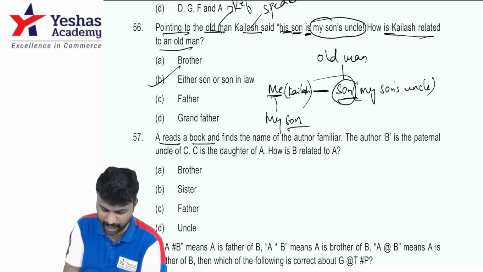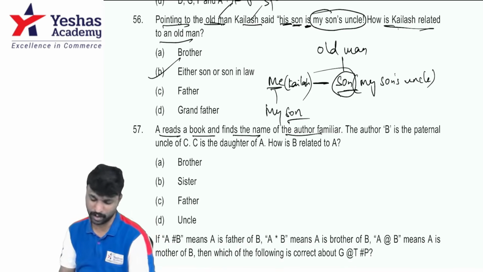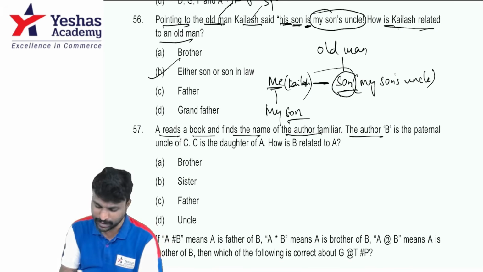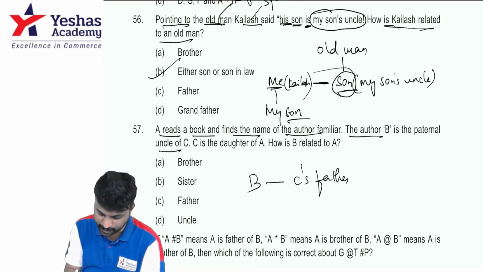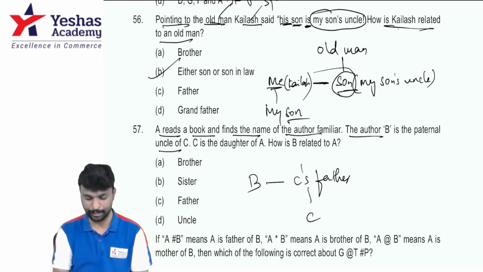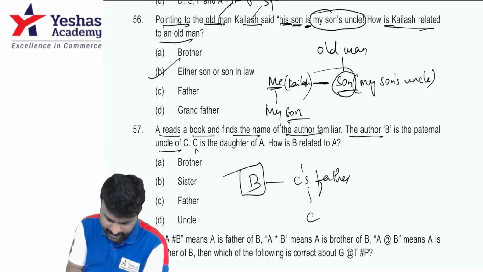A reads a book and finds the name of the author familiar. It's one of the ICAI exercise questions. I have solved these questions also. The author B is the paternal uncle of C. So that means C's father is here, C should be over here. Then only B becomes paternal uncle, father's brother. And then C is the daughter of A.